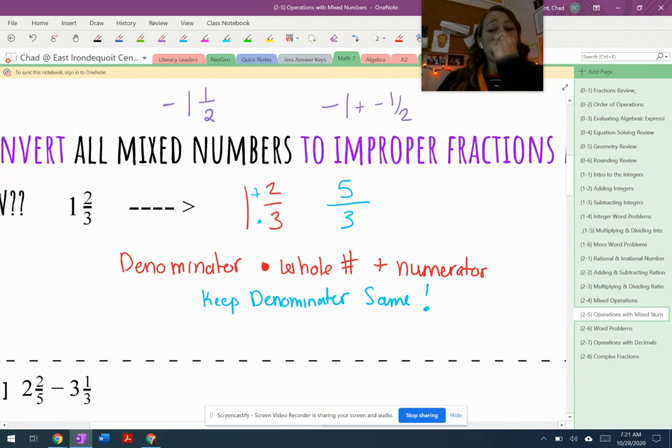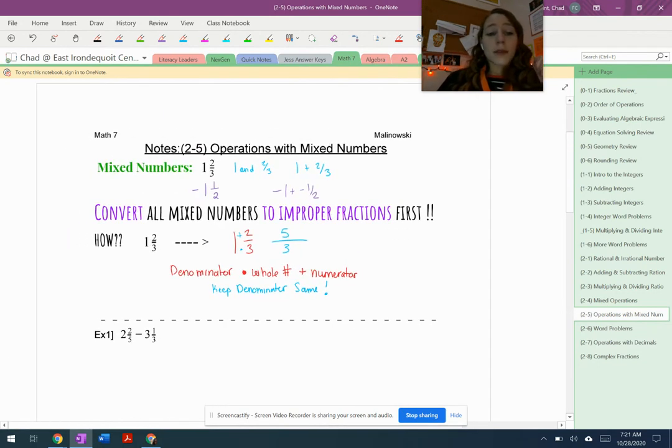And so also, if this was a negative, if I had negative 1 and 2/3, my fraction would be negative also. My improper fraction would be negative. So just keep that in mind. If it's starting off negative, it has to end negative, and vice versa. All right, we'll take a look at example number 1 in the next video.